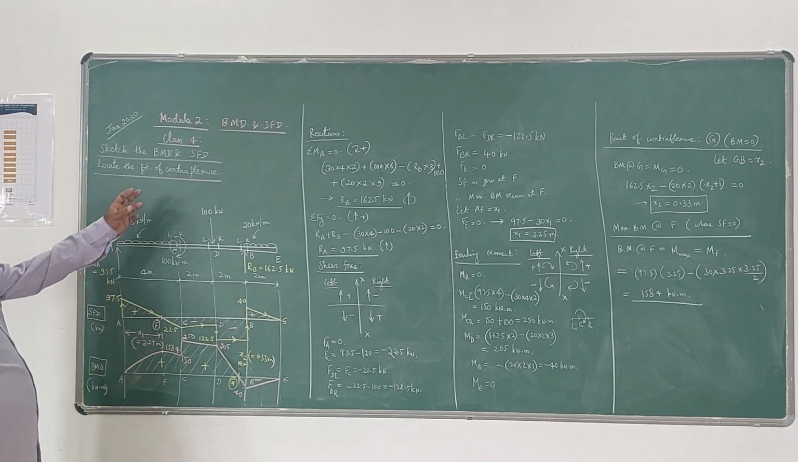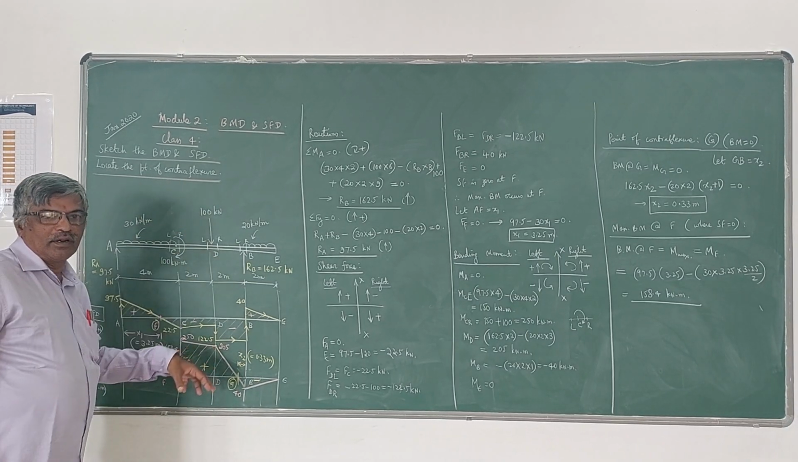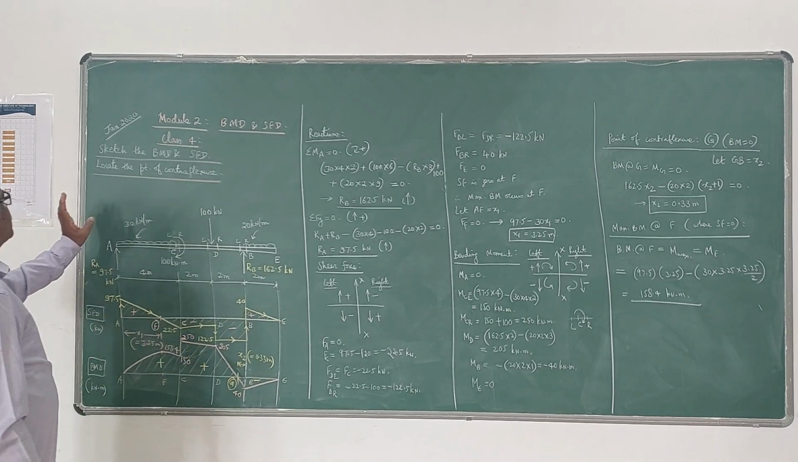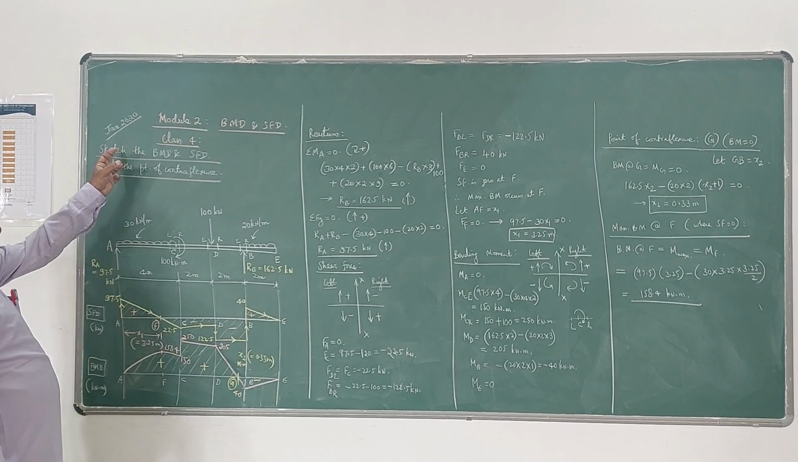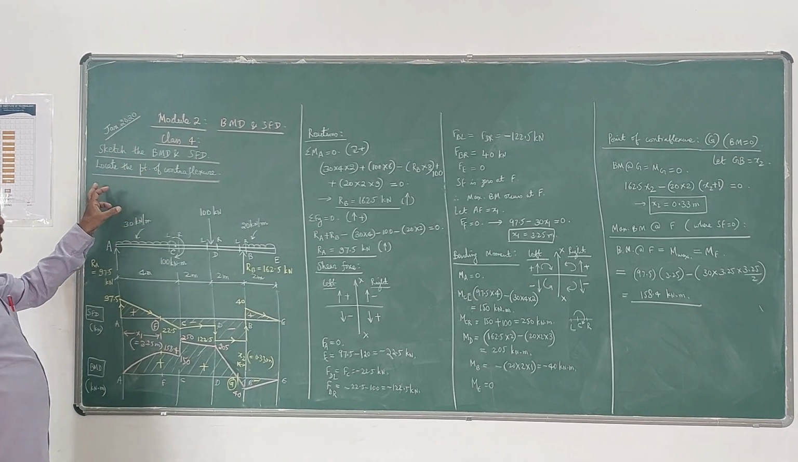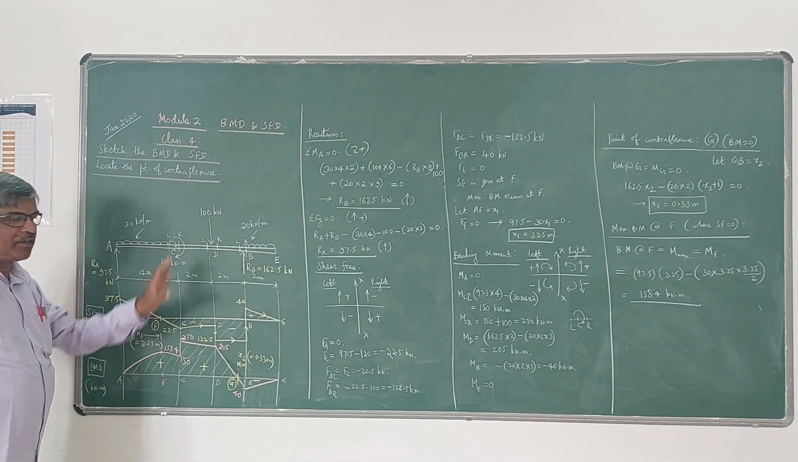So today we will discuss another problem on bending moment diagram and shear force diagram which comes under module 2. This is a question paper problem of BTU January 2020. Sketch the BMD and SFD. Locate the point of contraflexure.